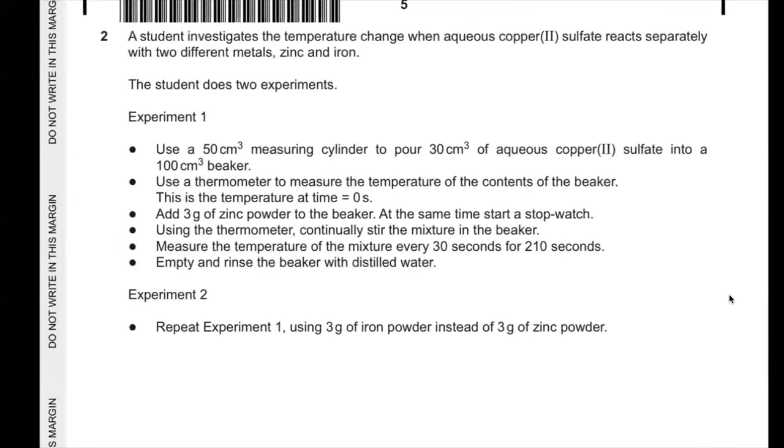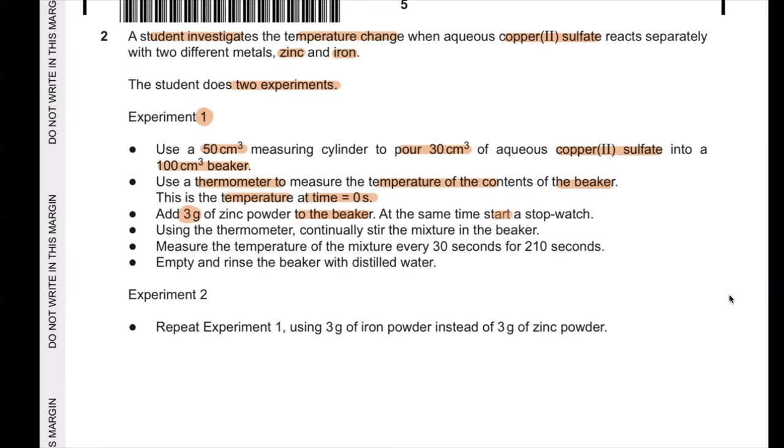Okay. Now, question number 2. A student investigates the temperature change when aqueous copper(II) sulfate reacts separately with two different metals, zinc and iron. The student does two experiments. Experiment 1. Use a 50 cm³ measuring cylinder to pour 30 cm³ of aqueous copper(II) sulfate into a 100 cm³ beaker. Use a thermometer to measure the temperature of the contents of the beaker. This is the temperature at time equals 0. Add 3 grams of zinc powder to the beaker.